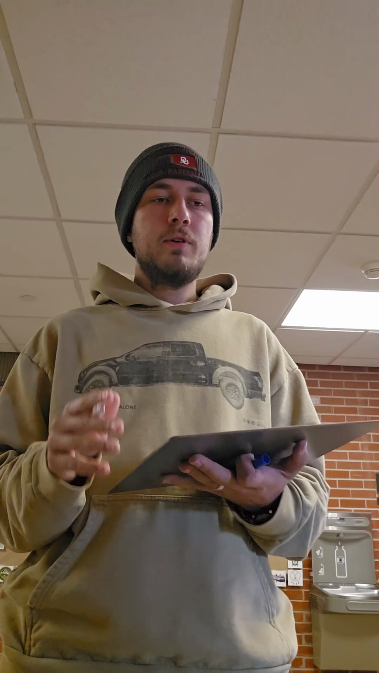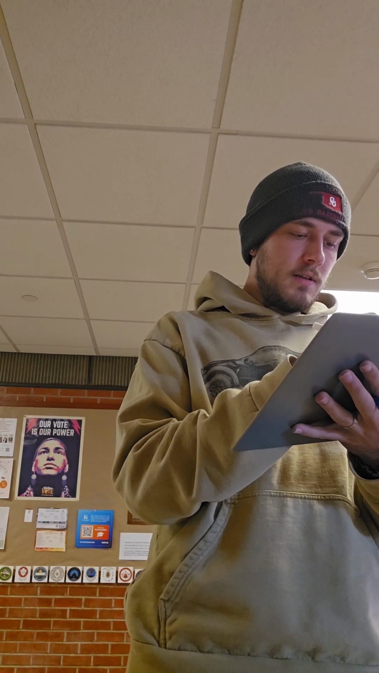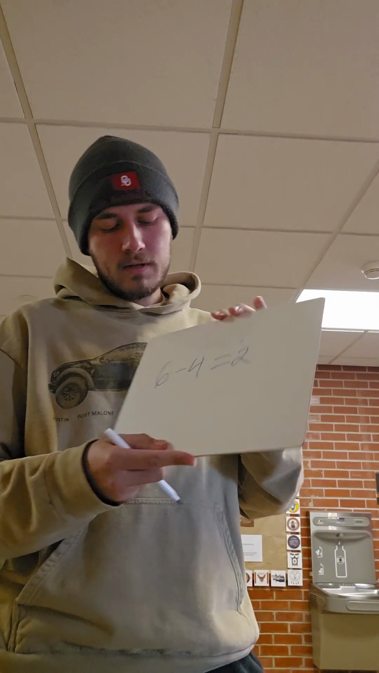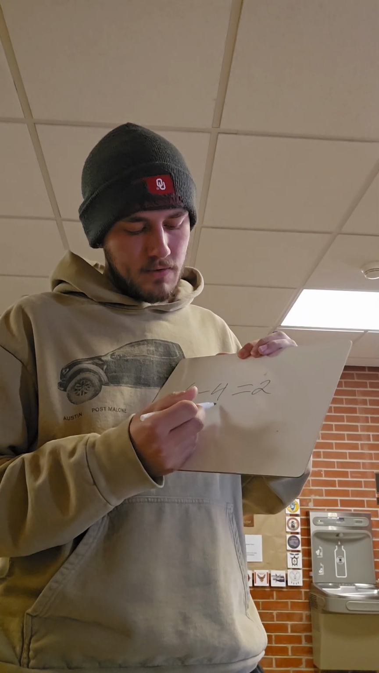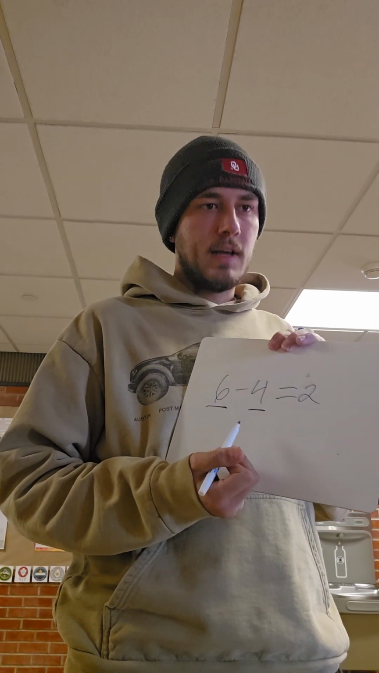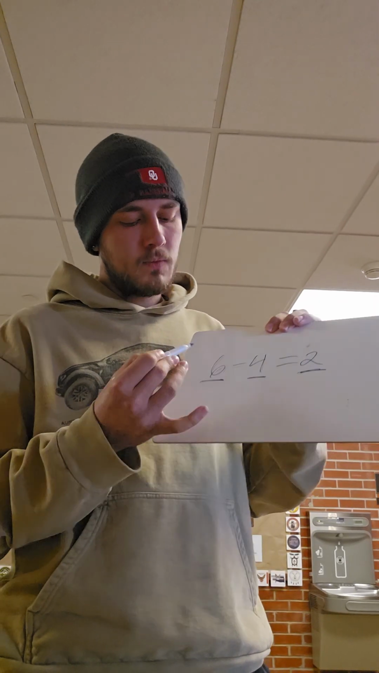So I'm gonna have a problem for you, and then I want you to identify the 3 ones that I just said. So we'll go. Alright, so what would be this first number right here? The minuend. Yes, correct. The second number? Subtrahend. Yes, subtrahend. And then the last one? Difference. Alright.